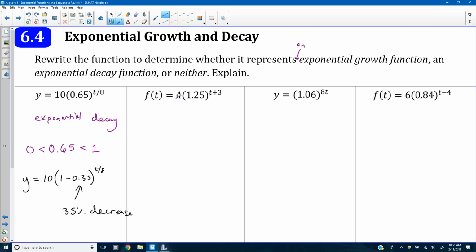Okay, f of t equals 4 times 1.25 to the t plus 3 power. Here we go. Well, that's also equivalent to 4 times 1 plus 0.25 to the t plus 3 power. So you can either put it this way. This is a 25% increase. That does represent growth. Now, it's an increase, whereas the other one was a decrease, because I'm adding 0.25 to 1 as opposed to subtracting 0.25 from 1. But I could also just say 1.25 is greater than 1. That's, to be honest, good enough reasoning.